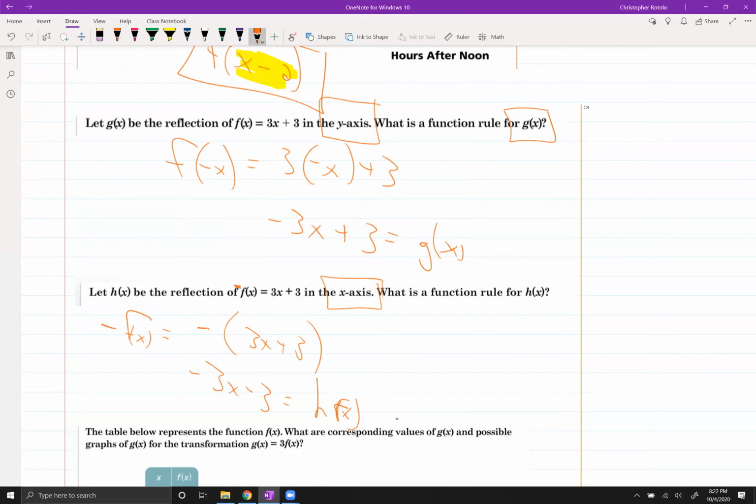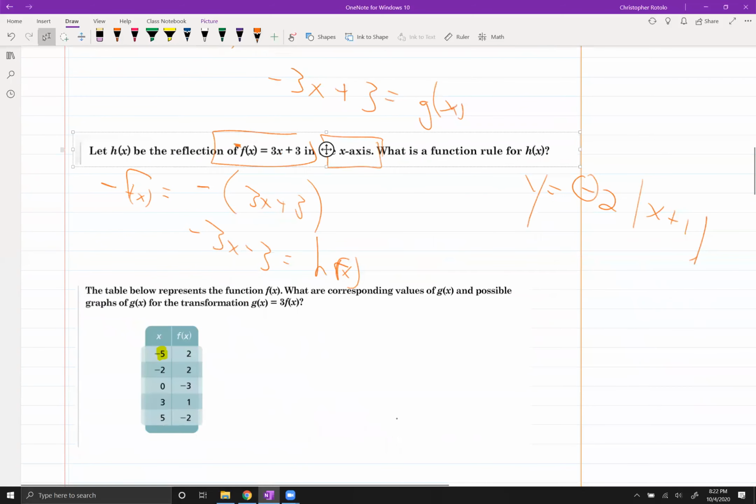So our reflection, remember the a value? If it were negative 2 times the absolute value of x plus 1, this negative 2 means we're going to flip the whole thing over. So this function has been flipped over completely about the x-axis.